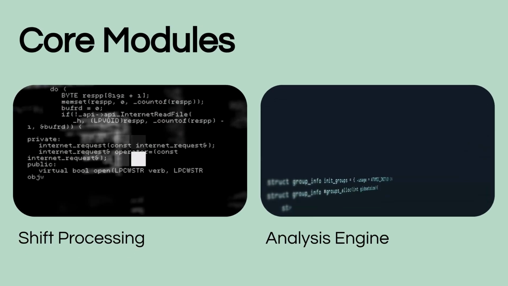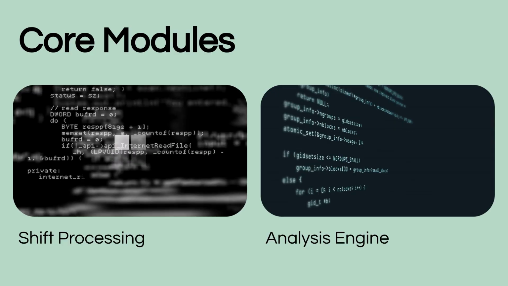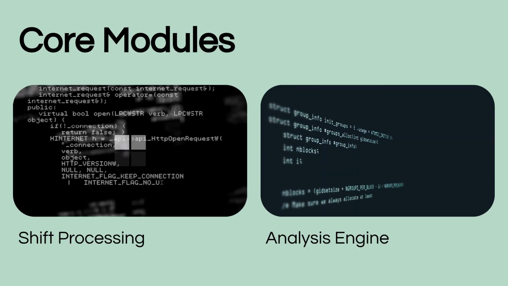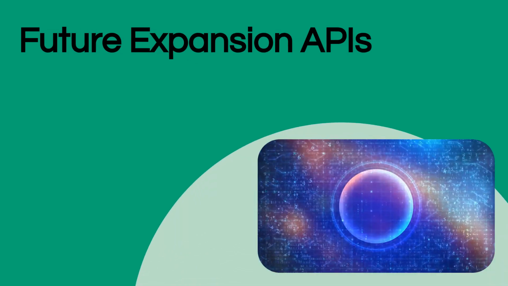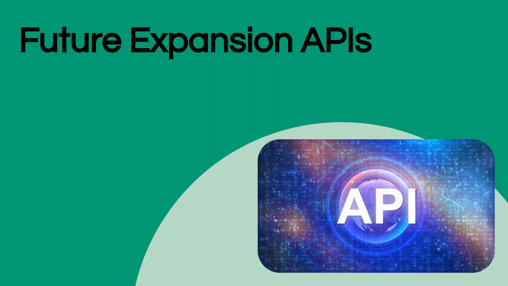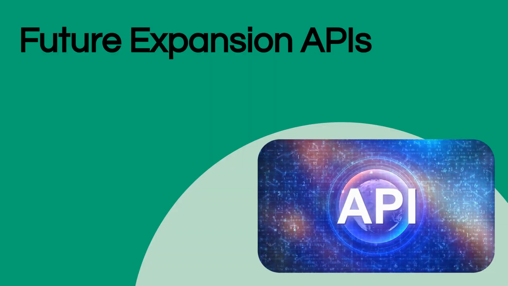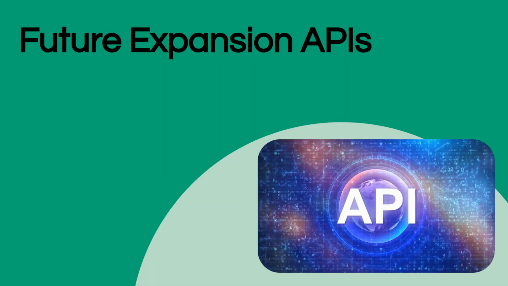Key independent modules include shift schedule processing, the fatigue analysis core, the dedicated recommendation engine, and the alert generation service, each operating with minimal cross-dependency. Future integrations are designed to include external APIs like Apple Health or similar wearable device data sources, alongside potential integration with existing enterprise workplace scheduling systems.